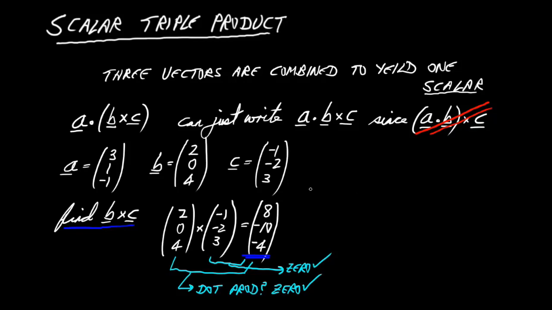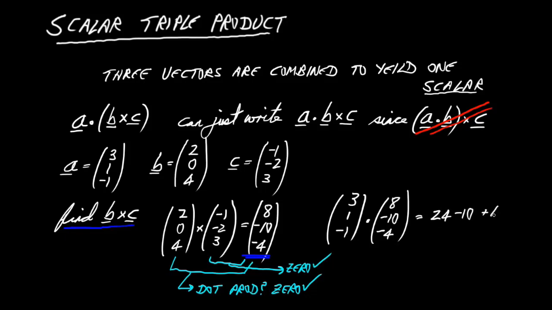To finish the scalar triple product, we now just need to dot that with A. So let's write it out again. 8, -10, -4, and do the dot product. That's 24 minus 10 plus 4, which is going to be 18. That's the answer. That's our scalar triple product. It could have been a positive number, a negative number, it could have been 0. In this case, it's 18.